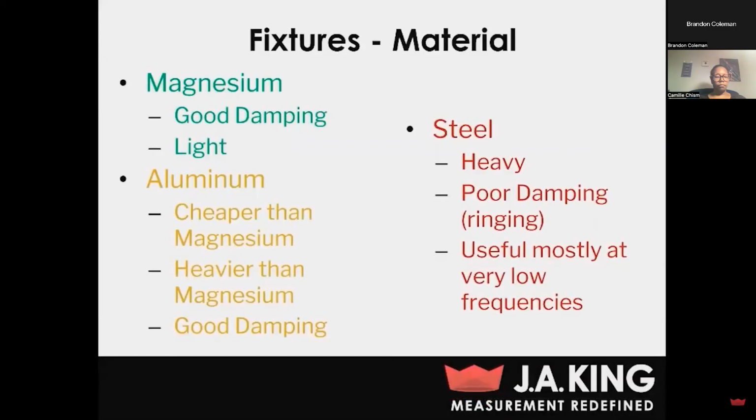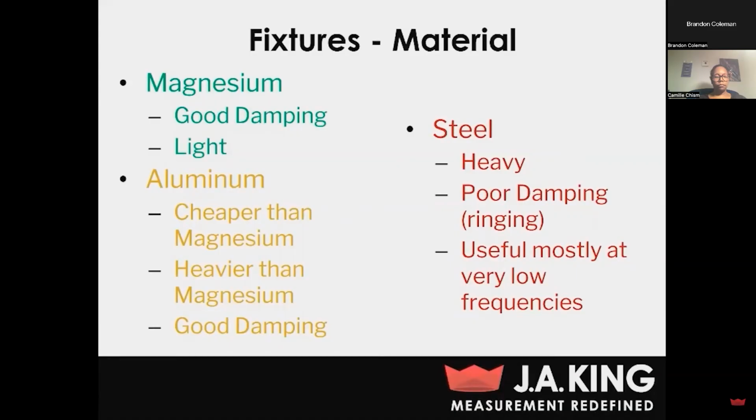Now, the first question you're going to want to ask yourself when you're designing a fixture is, what type of material should you use? A lot of people think that the best route to go is to use steel because it's rigid and it's strong, but this is actually not the case for vibration testing for a few reasons. Steel is very heavy. When you're performing a vibration or shock test, you're going to want to keep your weight as low as possible. And also, steel has really poor damping characteristics.